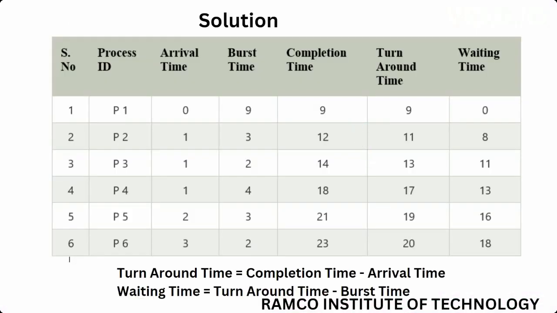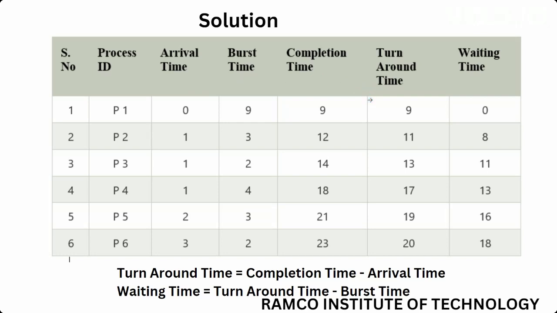So here, this is the solution for the given example. The completion time for each process is written from the Gantt chart. Next, we need to calculate the turnaround time and waiting time. The turnaround time is the difference between completion time and arrival time. So here we have the completion time as well as the arrival time, and from this we can calculate the turnaround time of each process.